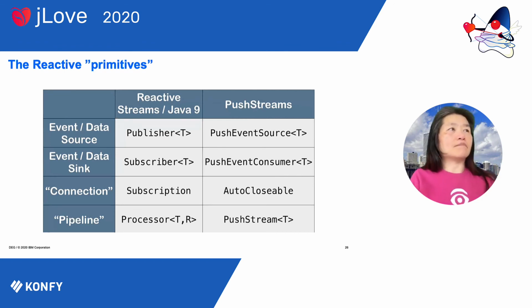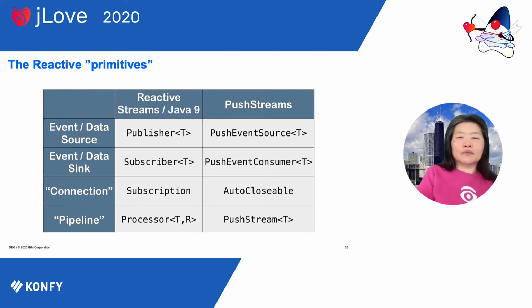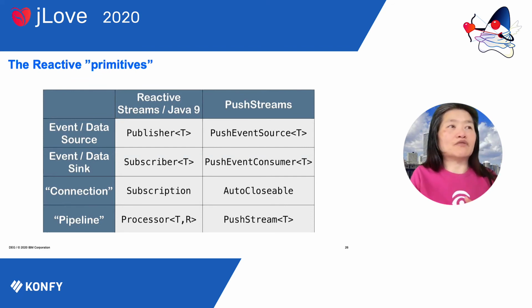So these are a comparison between Reactive Streams versus the OSGi push stream. One thing to note is that in OSGi push streams, you have the control of closing your streams, whereas in Reactive Streams, you work through the subscription and you don't have direct control to close it. So that's the one difference.